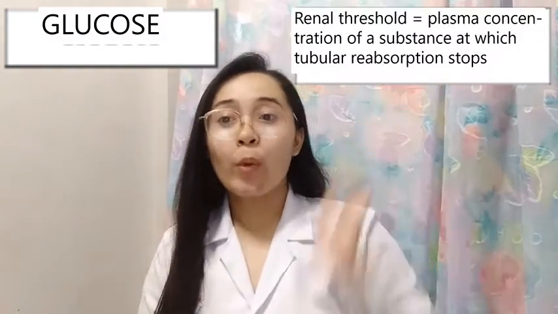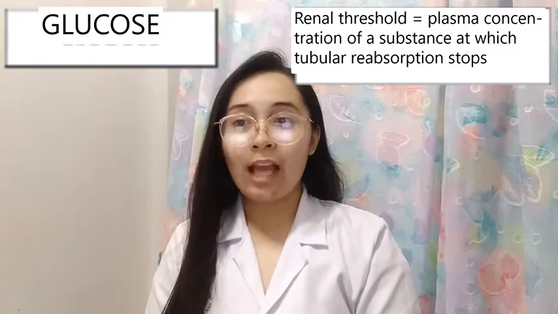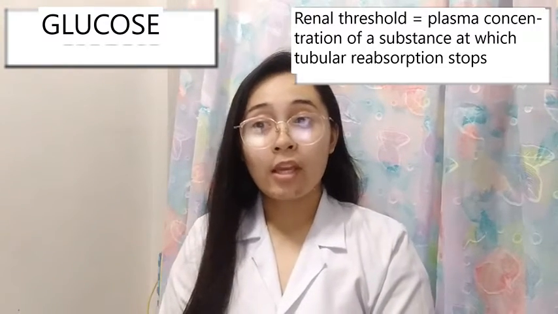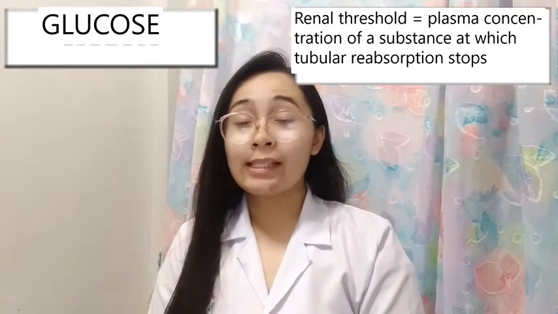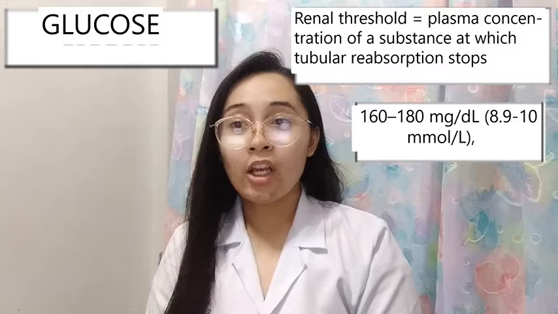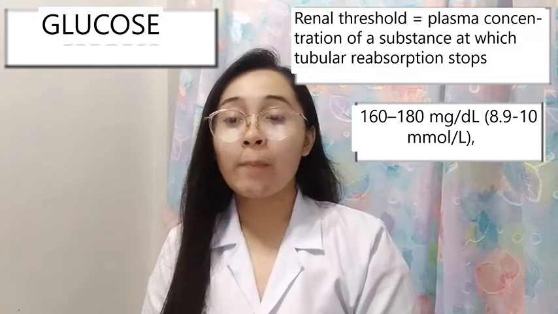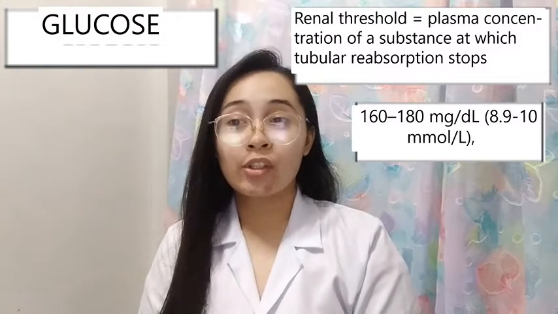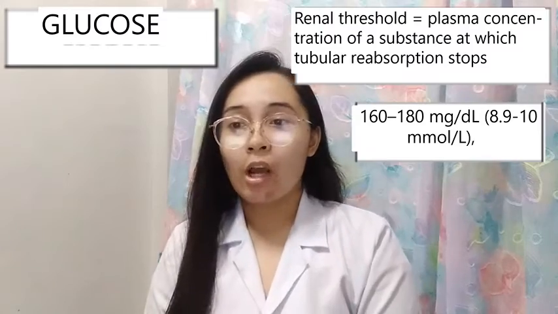Glucose. Glucose is most frequently tested in urine. It has the renal threshold, the plasma concentration of a substance at which reabsorption stops. Here, the blood glucose level exceeds about 160 to 180 mg per dL, at which the proximal tubule becomes overwhelmed and thus begins to excrete glucose in the urine.